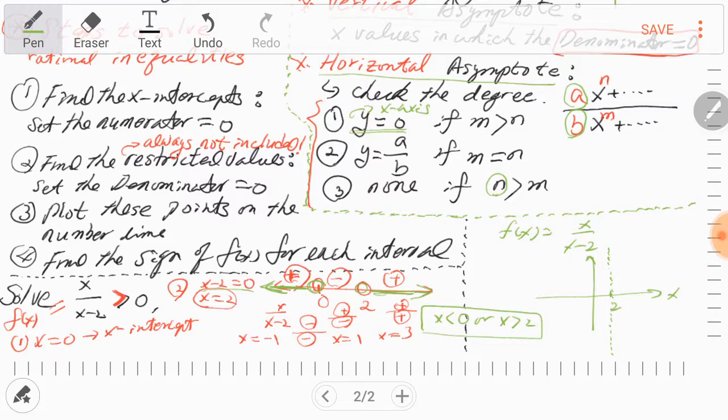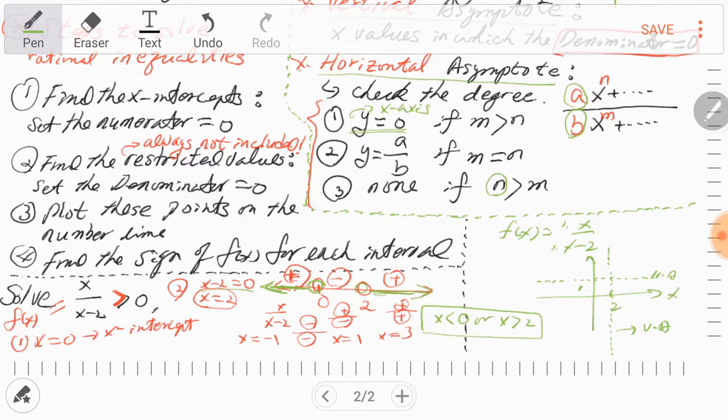How about the horizontal asymptote? For the horizontal asymptote, check the degree. The degree is 1 and 1. The numerator is 1, the denominator is 1. So the horizontal asymptote is what? 1 over 1, which is 1. So that is the horizontal asymptote, 1.